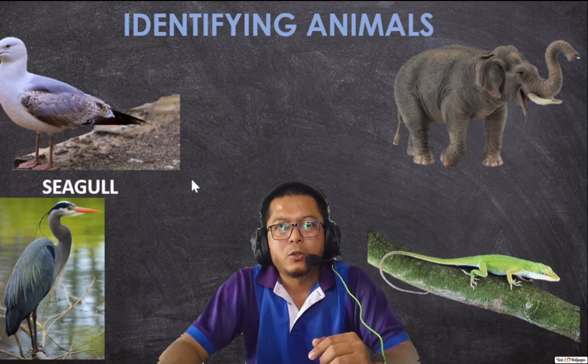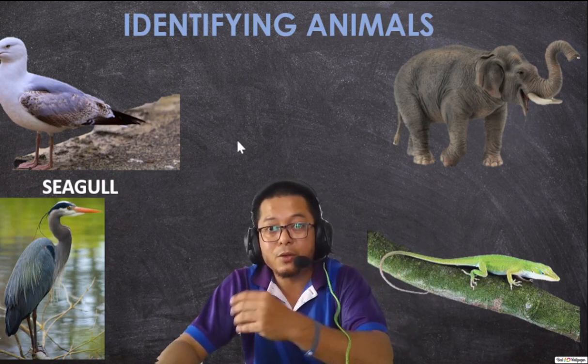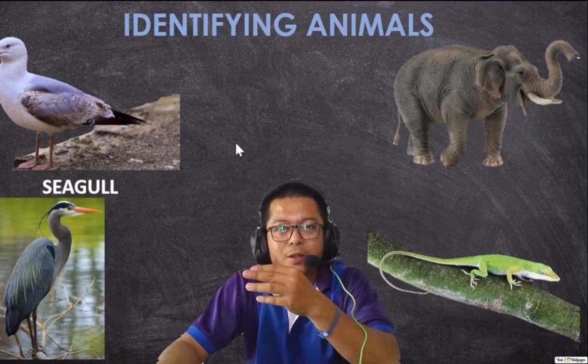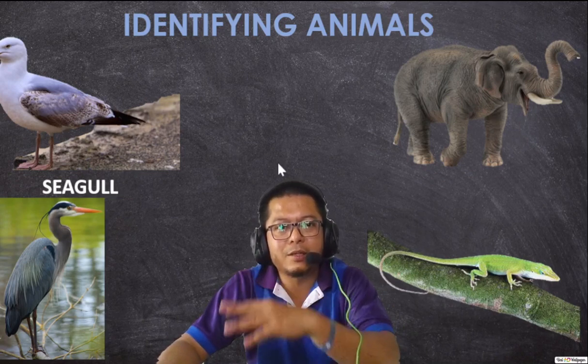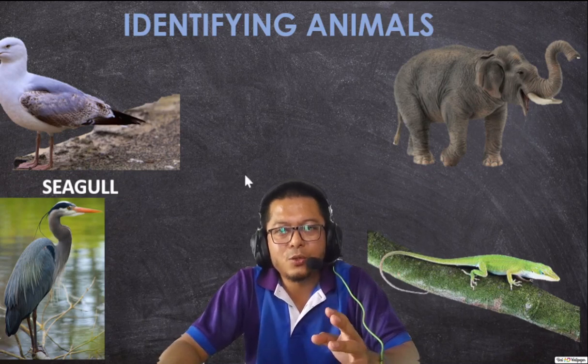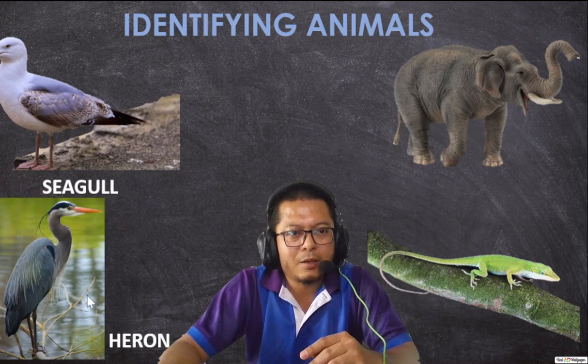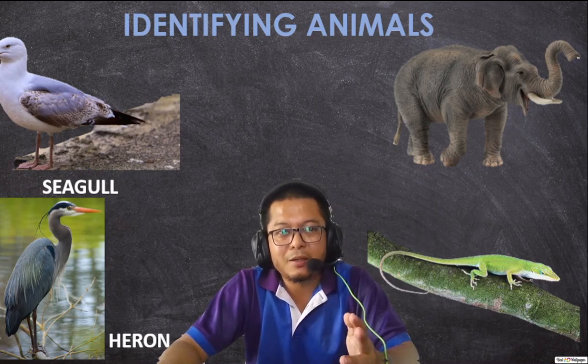Seagull usually lives somewhere in Australia, I think, somewhere near the sea. They live near the sea. I'm not sure about Brunei Darussalam, but in other countries, it usually lives near the sea. Heron. I never saw a heron.